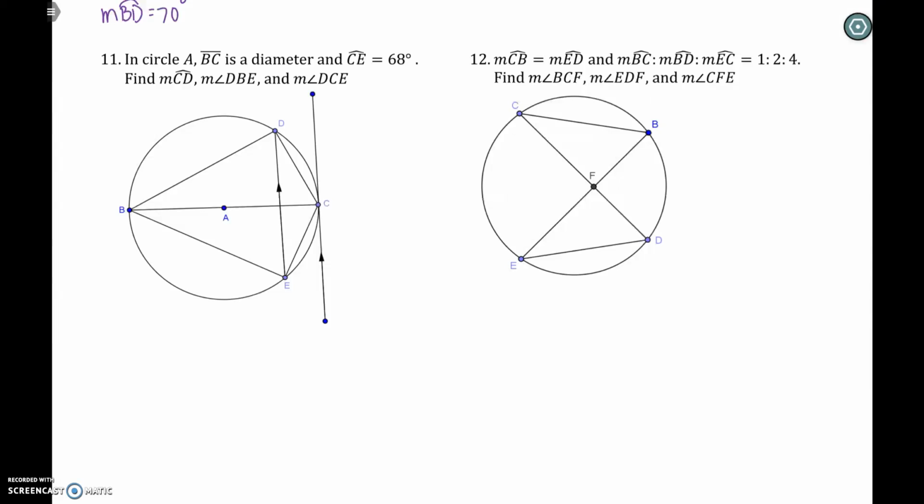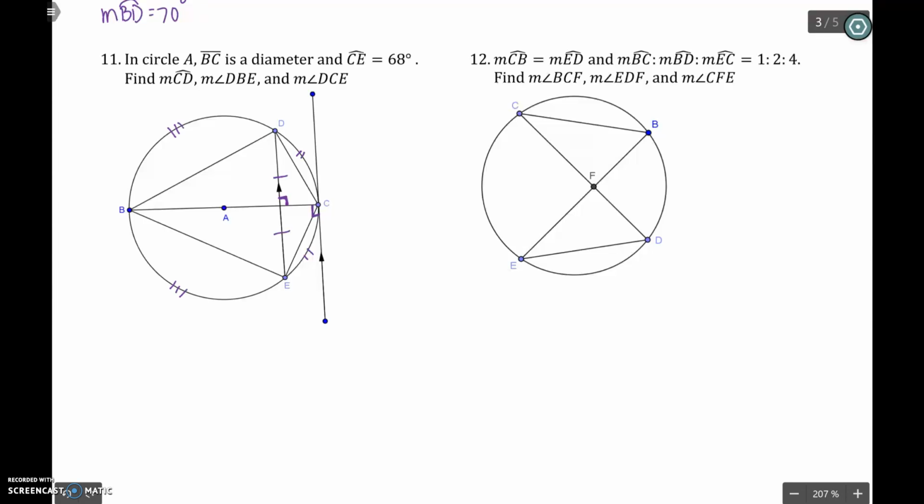All right, in number 11, in circle A, BC is a diameter. So because BC is a diameter and we have a tangent here, we know we have a right angle. Because anytime a diameter or a radius meets a tangent line at its point of tangency, it forms a right angle. And since these are parallel, that means by alternate interior, this is also a right angle. Therefore, the chord is bisected and the arcs are bisected.